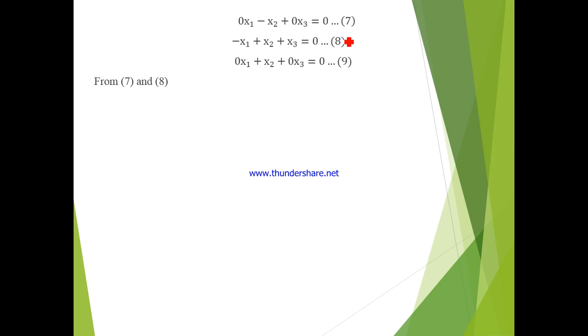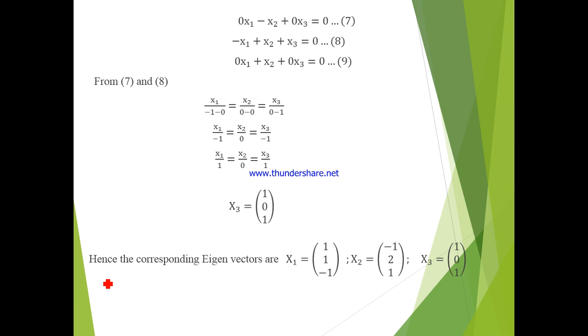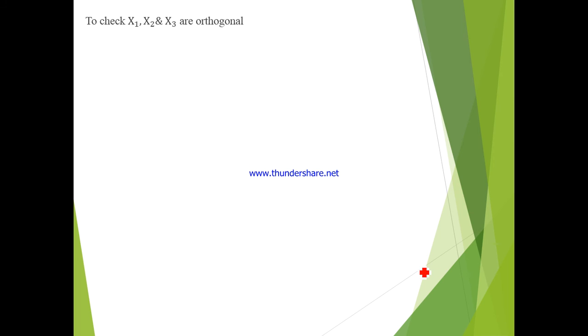We have to solve any 2 distinct equations. Here we can take equations 7 and 8. By the cross multiplication rule we get x1 by minus 1 minus 0, x2 by 0 minus 0, x3 by 0 minus 1. So capital X3 value is 1, 0, 1. Hence the corresponding eigenvectors are capital X1, capital X2 and capital X3.